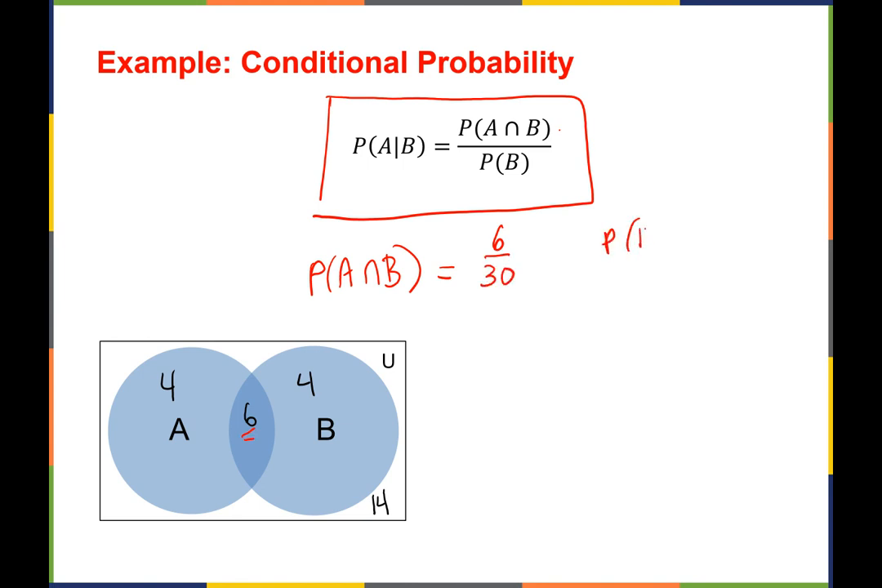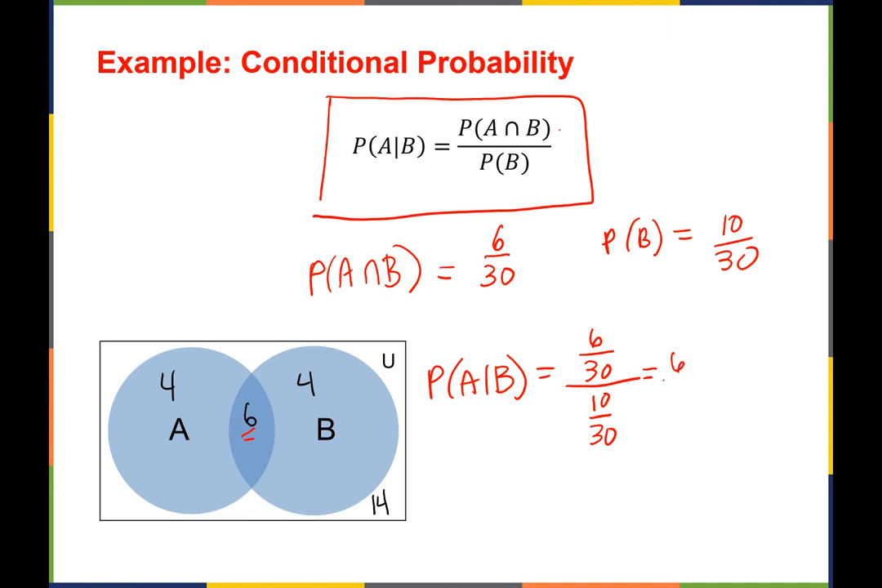The probability of B, we already figured that one out too. We decided it was 10 out of 30. So the probability of A given B equals 6 out of 30 divided by 10 out of 30. If we remember how to divide fractions, dividing by 10 30ths is the same as multiplying by 30 tenths. So 6 out of 30 times 30 out of 10. And now we multiply our fractions.